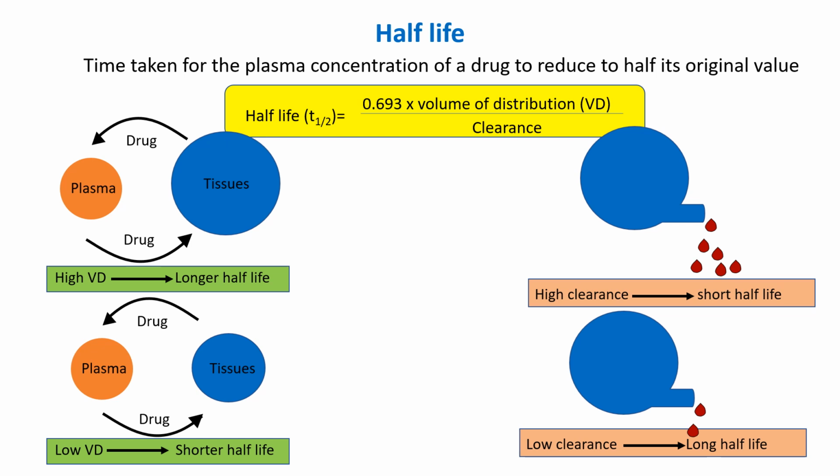The combined effects of volume of distribution and clearance determine the overall half-life of the drug. A high volume of distribution and low clearance result in a long half-life, while a low volume of distribution and high clearance result in a shorter half-life. When both volume of distribution and clearance are high or both are low, the half-life is intermediate, depending on their relative magnitudes. In practical terms, drugs with a long half-life require less frequent dosing to maintain the therapeutic level, while drugs with a short half-life need more frequent dosing.